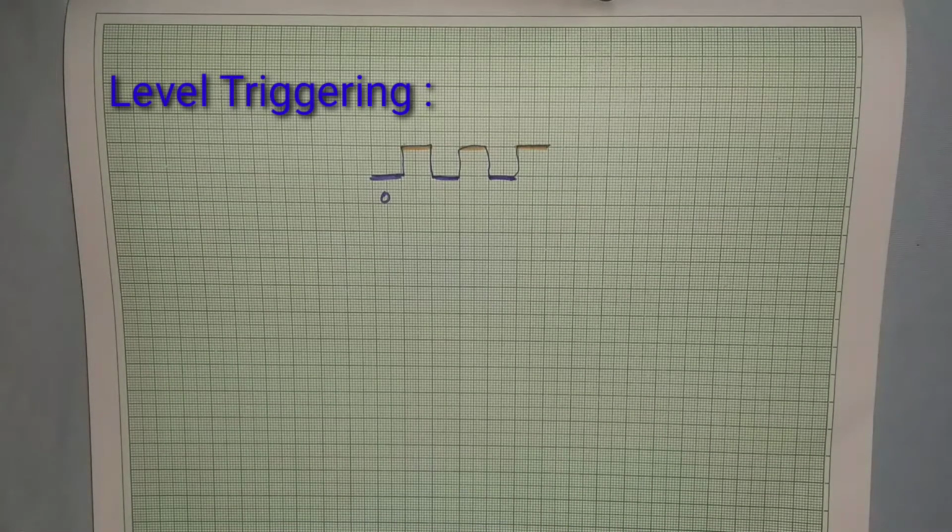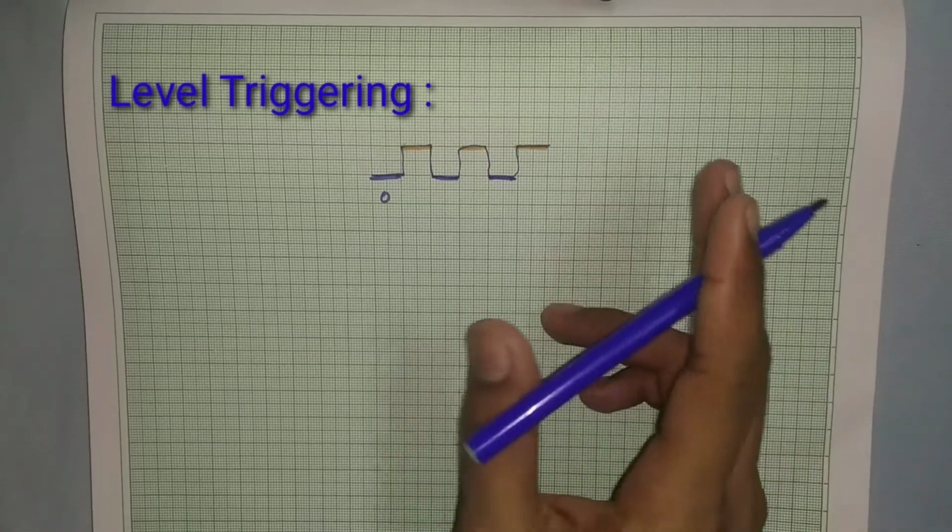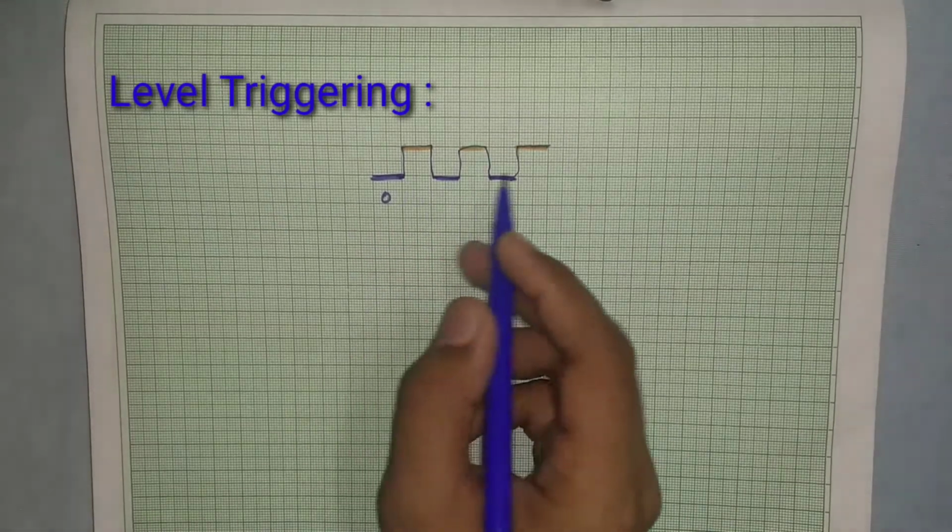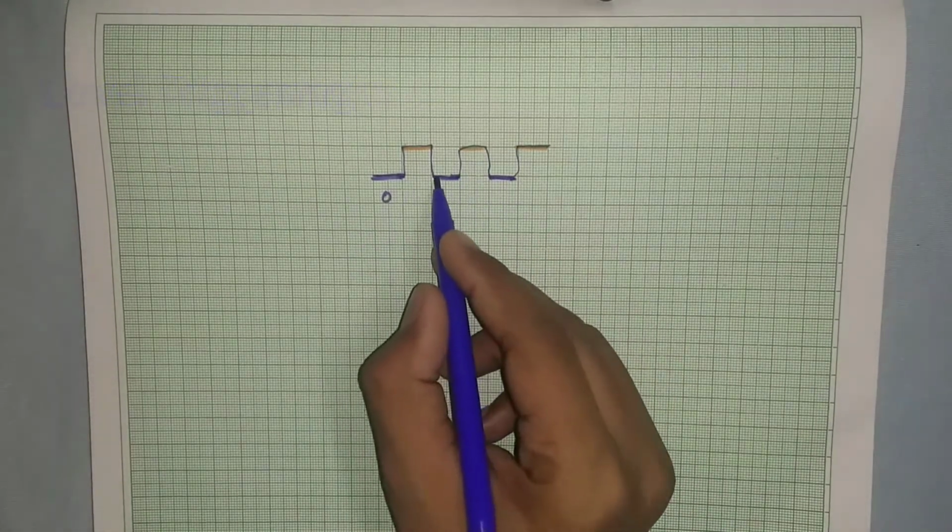Positive level triggering means that the circuit, like a flip-flop, is being triggered or switched or turned on during the high level of the clock signal. So now what is negative level triggering? Negative level triggering is similar to positive level triggering, but in this case the circuit is being triggered or turned on during the low level of the clock signal.